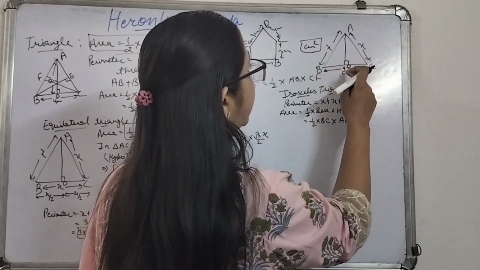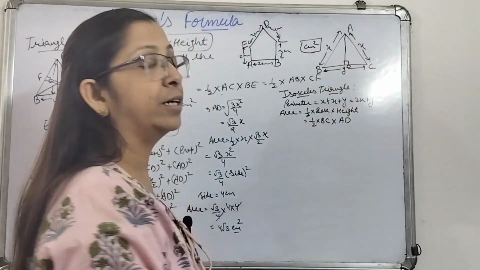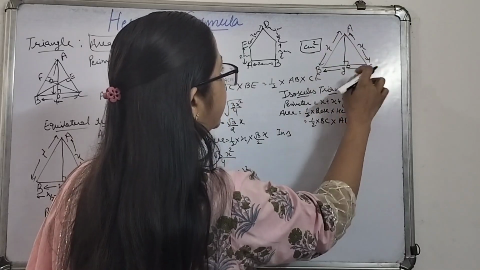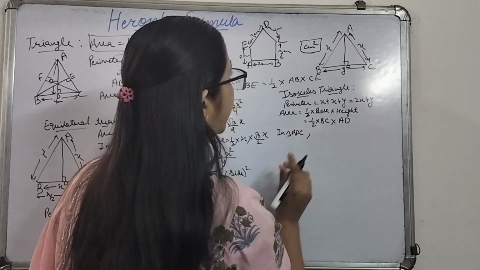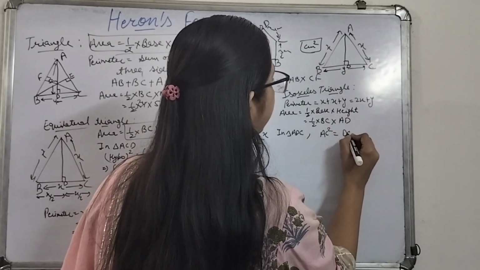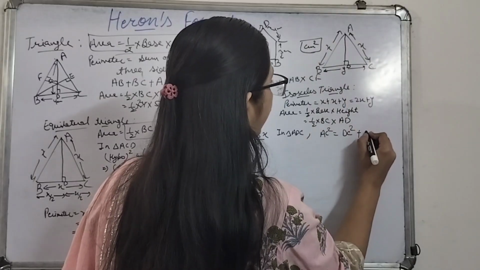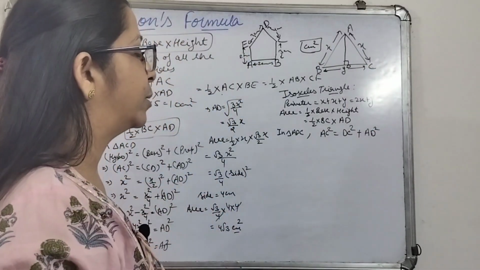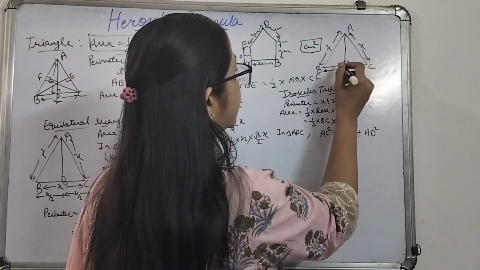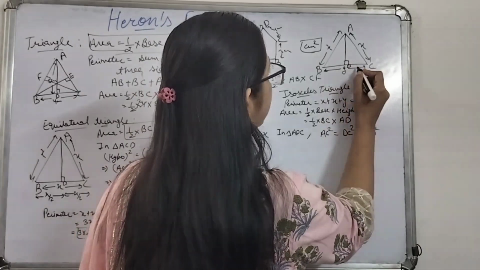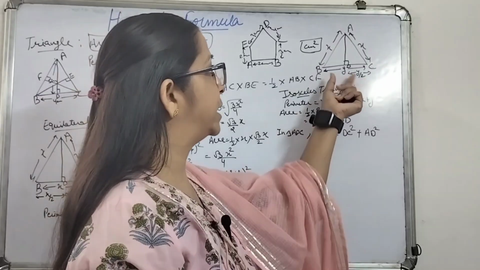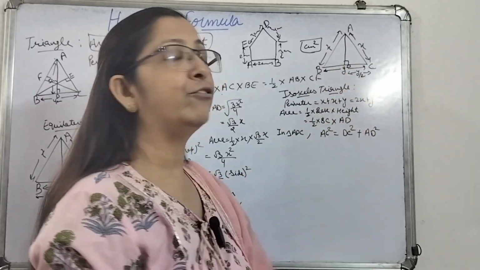We know that ADC is a right angle triangle. So we can apply the Pythagoras theorem in triangle ADC. The hypotenuse AC square will be equal to DC square plus AD square. That is, hypotenuse square is the sum of the squares of the other two sides. It is the Pythagoras theorem. Now D is bisecting the side BC, that means DC will be y by 2. DC will be half of BC, that is, the value of DC will be y by 2.